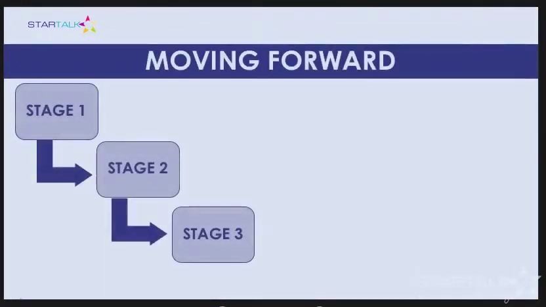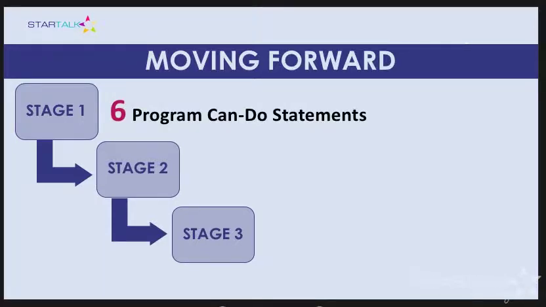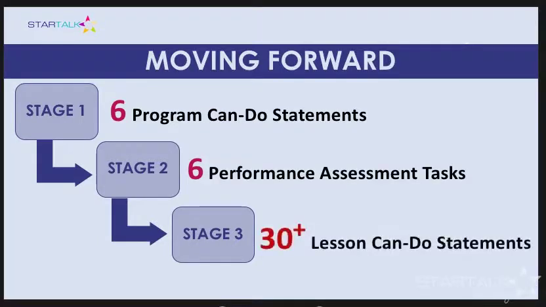One other note of caution, and as a reminder, in stage 1, if a program wrote 6 program can-do statements, they would now have written 6 performance assessment tasks and will be writing over 30 lesson can-do statements in stage 3. It is at this point in the development of a curriculum that programs may realize that they have written too many program can-do statements. Should that happen, simply work with your team leader to modify stage 1.